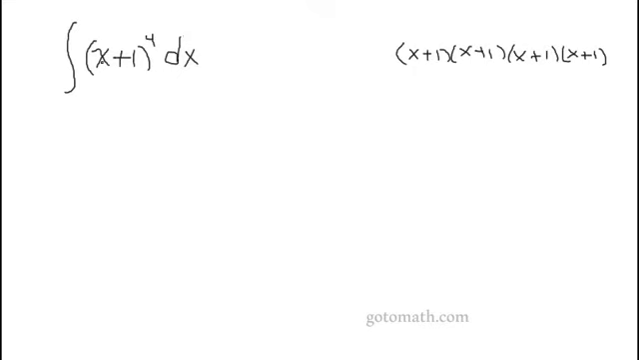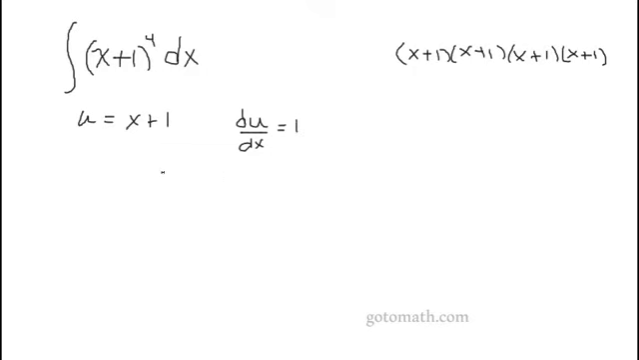So what we're going to do here is use what's called U-substitution, and we're going to let u equal x plus 1. Now we're going to have to take the derivative of this, and du over dx is equal to, so the derivative of x plus 1 is just 1.